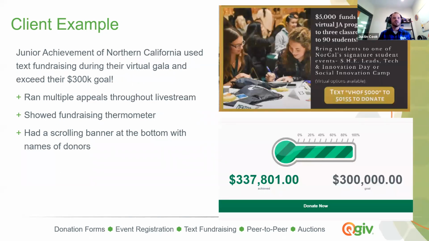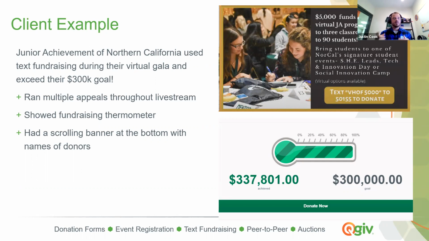Another client example that we have is Junior Achievement of Northern California. They used text fundraising during their virtual gala and they exceeded their fundraising goal. They had a $300,000 fundraising goal, they exceeded it. And here's a couple of things they did. So throughout the live stream, they ran multiple appeals. They showed their fundraising thermometer, as you can see here.